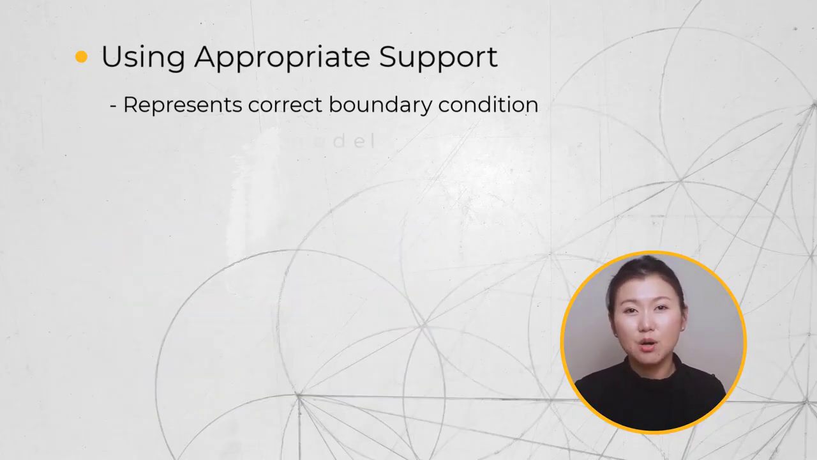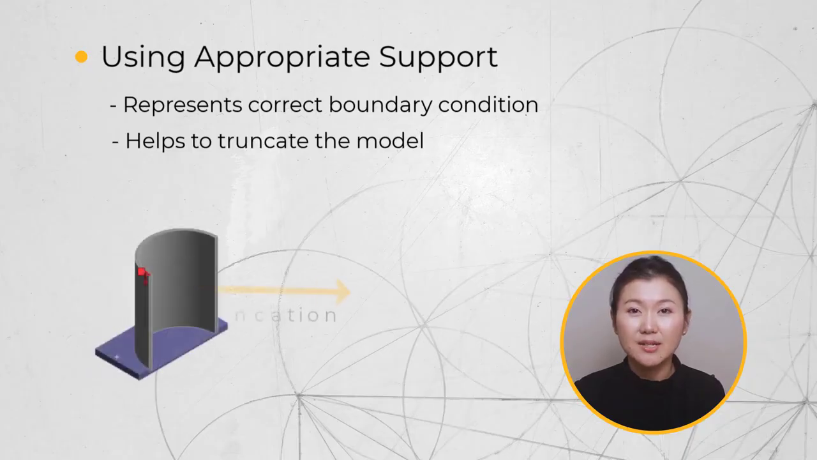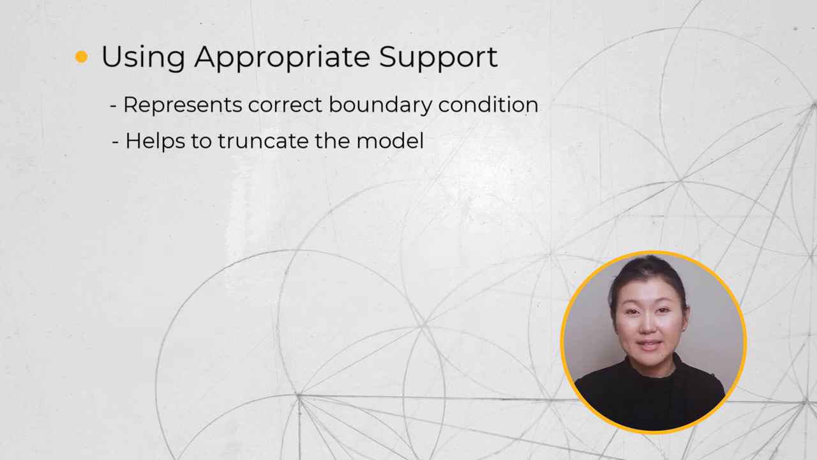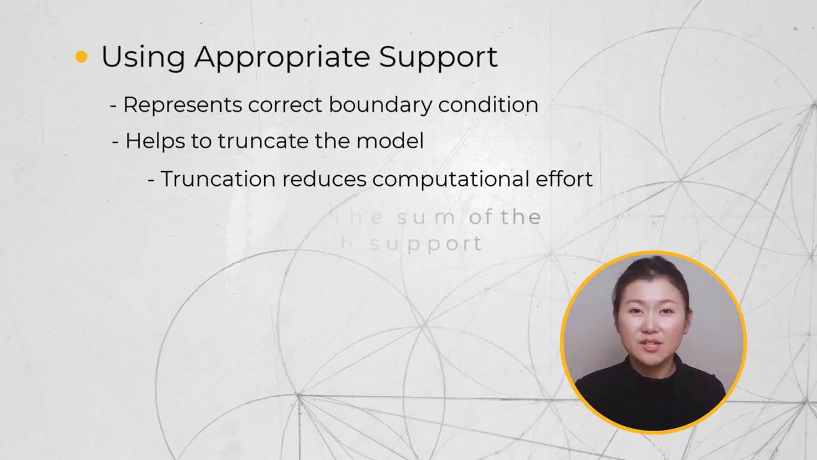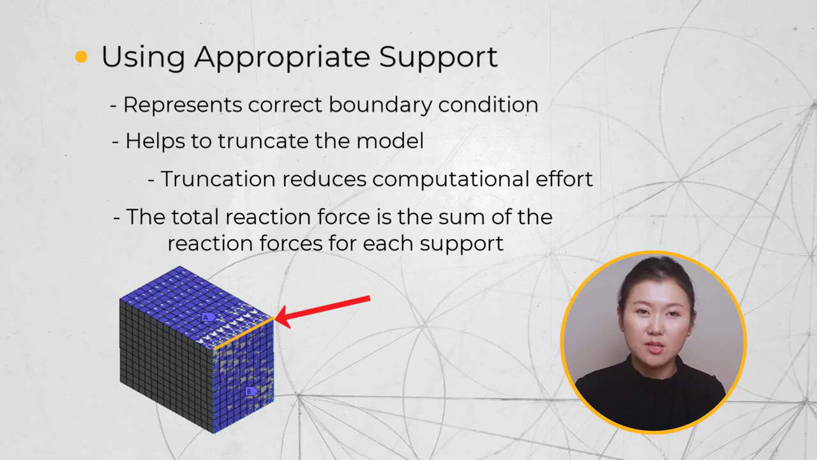Secondly, selecting the proper support can help to truncate the model. Truncating the model can represent the right approximations of interacting bodies and the working environment without actually modeling them. This can reduce computational effort while still obtaining numerically accurate results. Also, the reaction forces are summed when reporting the total reaction force for each support. However, if there is a common edge shared between two supports, be careful, as the reaction forces of the nodes on the common edge will appear in the total reaction force for each support.